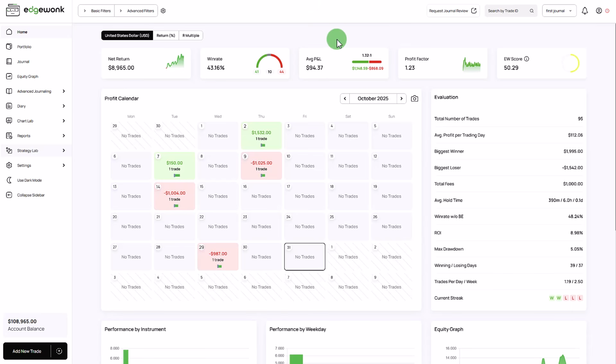This is one thing that we can say with absolute confidence after running Edgewonk for 10 years. The better your journal, the more organized it is, the better the trading performance and the better the chances for the traders being successful. So take this as a good example here for your trading.